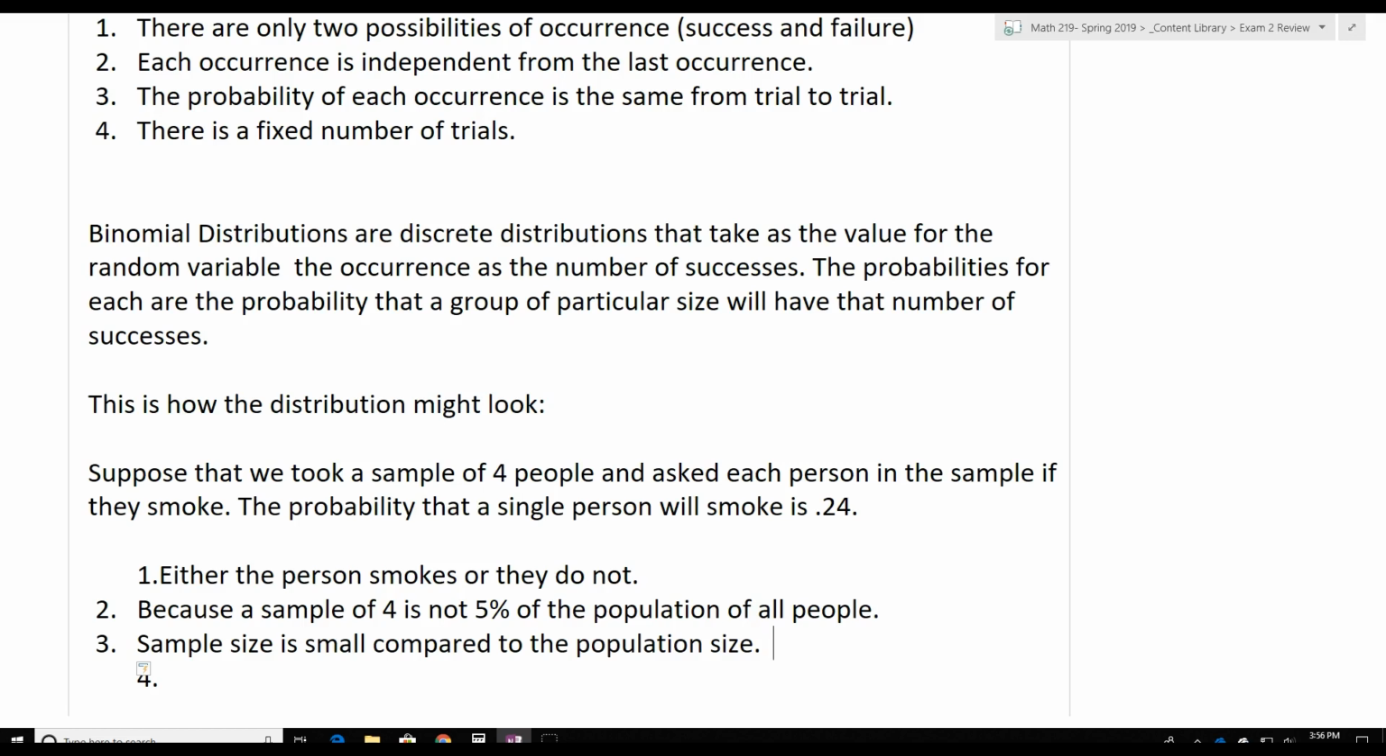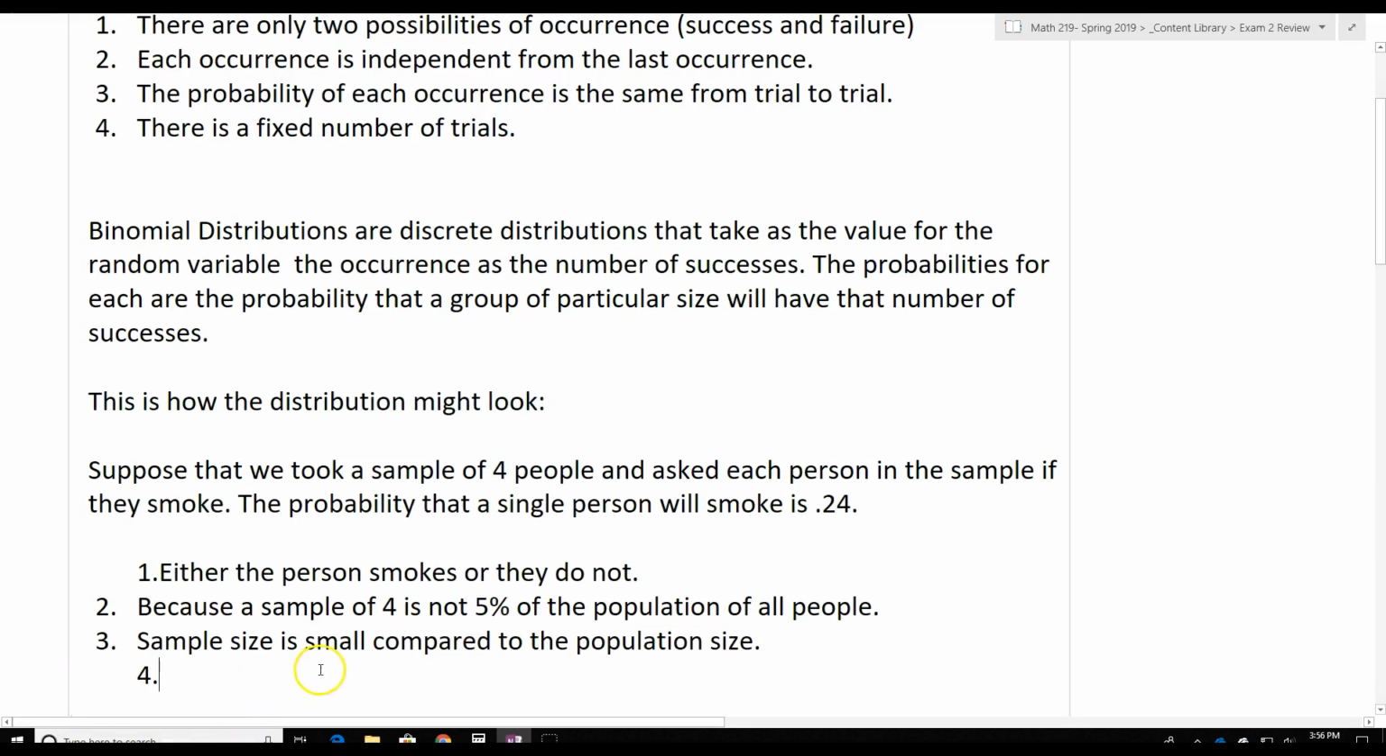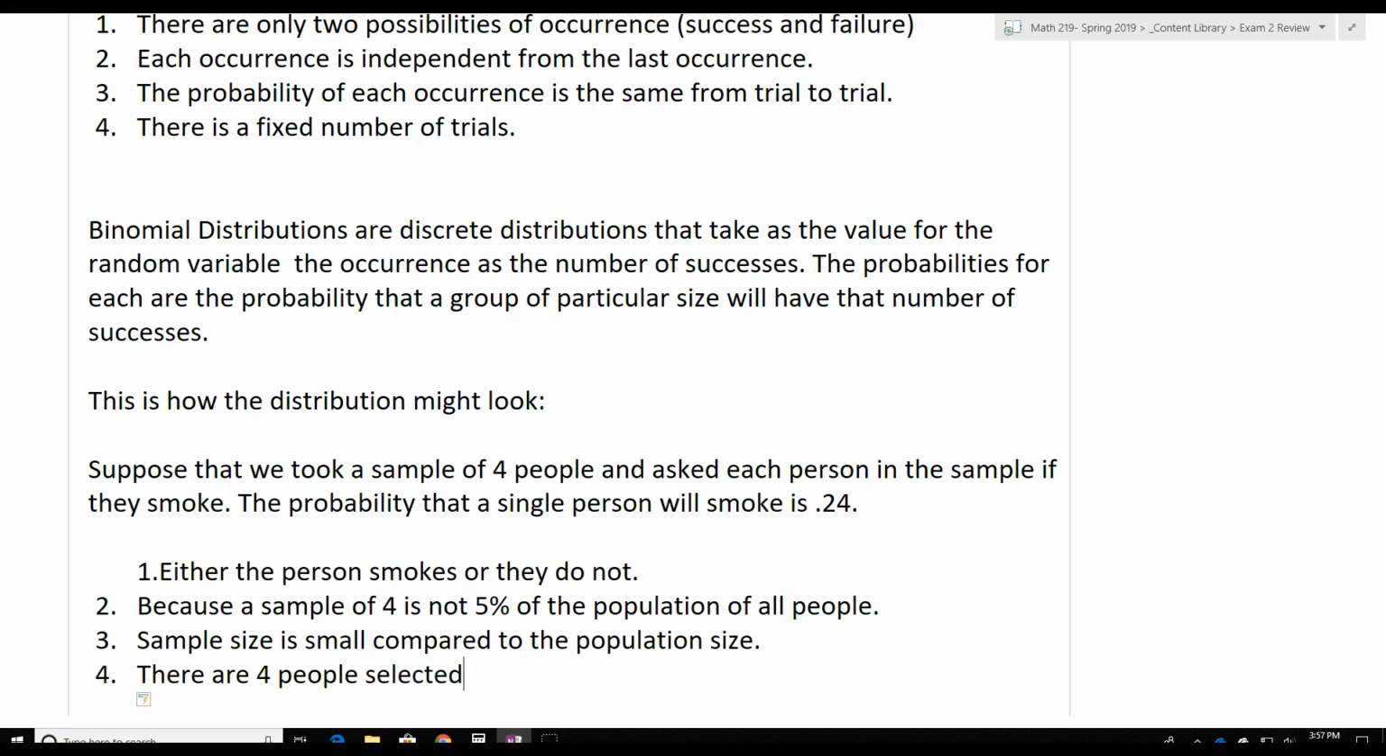For the purposes of our exam, I'm just going to say that each trial is independent. You just have to know that's a requirement. If you say each trial is independent, that tells me that I have the second requirement met. And the fourth is that there's a fixed number of trials. Here, there are 4 people selected. In other words, n equals 4.